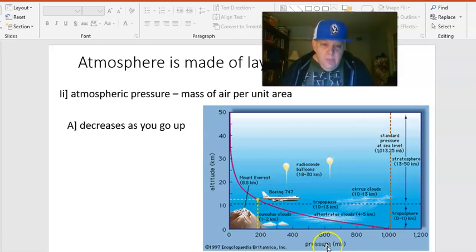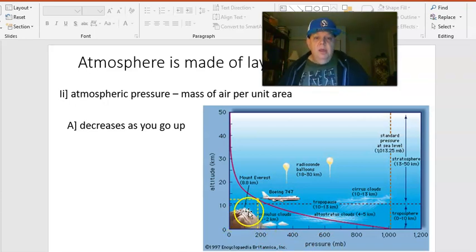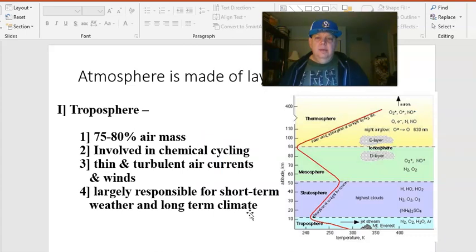Now, here's Mount Everest in this diagram. You've got to stop and think about it. There's a certain point for those climbers going to Mount Everest that they need to wear oxygen masks, because the air is so thin up there. That's kind of an important thing. So, let's look at the troposphere.